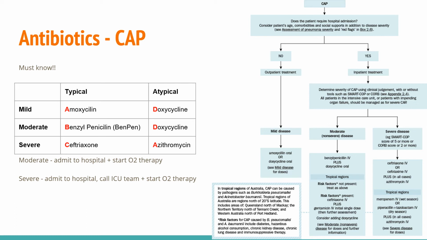So if this person had a severe pneumonia, I would be admitting them to hospital, doing all the management that we said before. I would be calling the ICU team. I would be starting them on O2 therapy and starting them on ceftriaxone and azithromycin until the sputum culture came back and we knew what bug we were dealing with and what sensitivities it had, and then we would switch to a more targeted antibiotic. That's an example of what you could say in an OSCE. But just remember with severe pneumonia that this person will most likely require ICU admission, so actually say that in your OSCE.